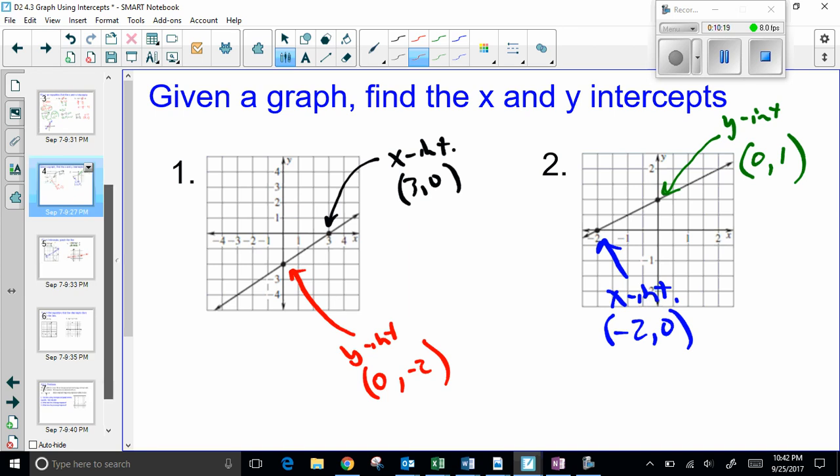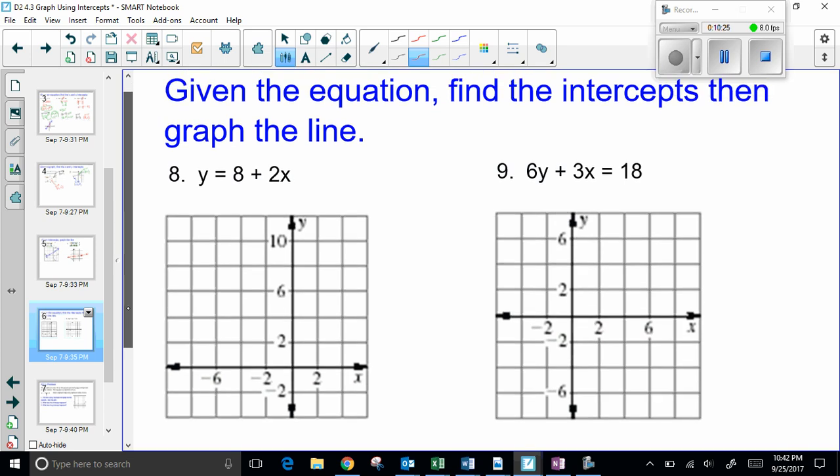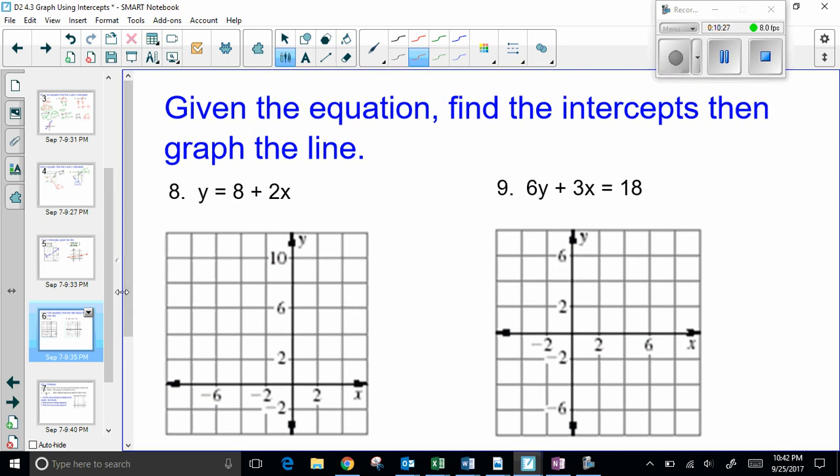Scrolling on down. Have I done this yet? I did this one. Let's go to this one. Given the equation, find the intercepts and then graph them. Oh, well, they're going to make us work for it a little bit. Okay, well, when x is 0, this cancels out, and y equals 8. That's as easy as it gets.